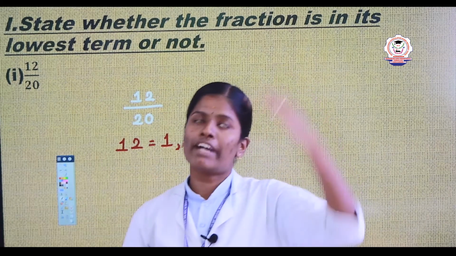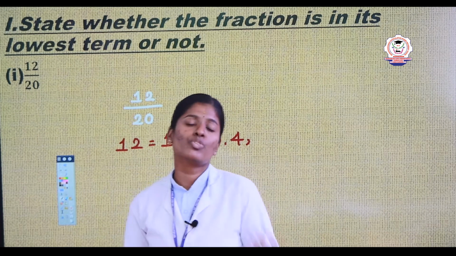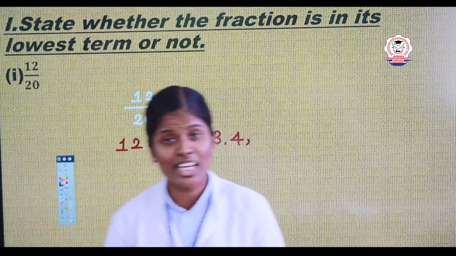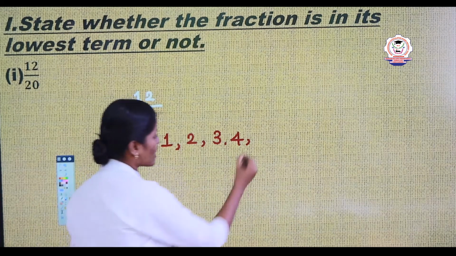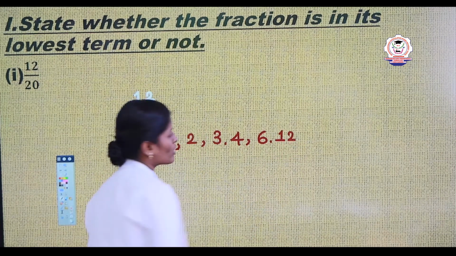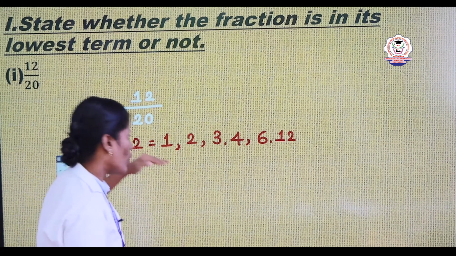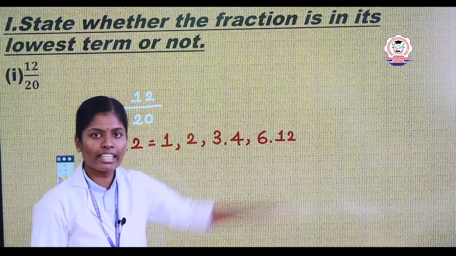Next 5 table, 12 is not possible. Why? Because multiples of 5 end with 5 or 0, so 12 is not possible. Next 6 table. 6 table has 12? Yes. 6 2s are 12. And then 12 1s are 12. So the factors of 12 are 1, 2, 3, 4, 6 and 12.